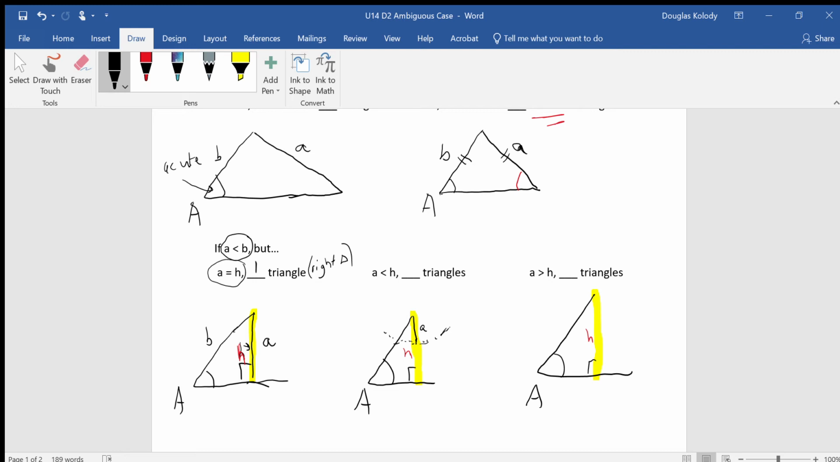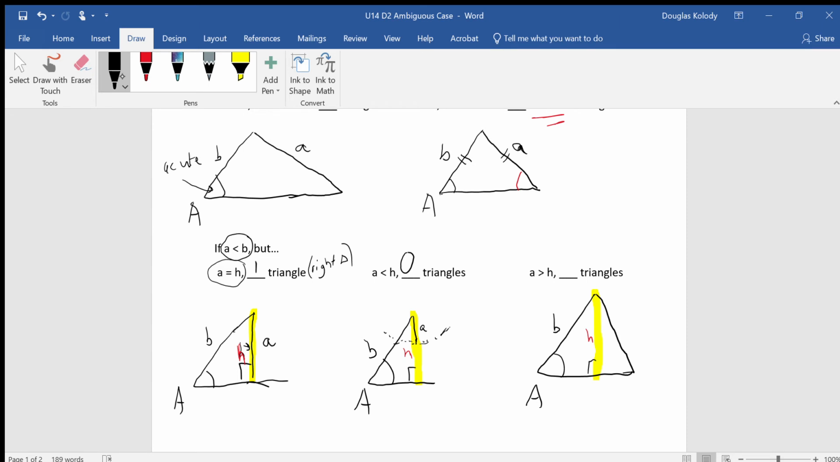I'm going to get 0 triangles. So while I said it gets interesting, it's not necessarily that mind-blowingly difficult. You just have to think of the situation. Last but not least, what if A is greater than H? So here's side B. I forgot, here's side B as well. What if A is greater than H?